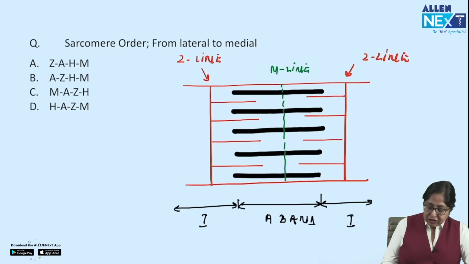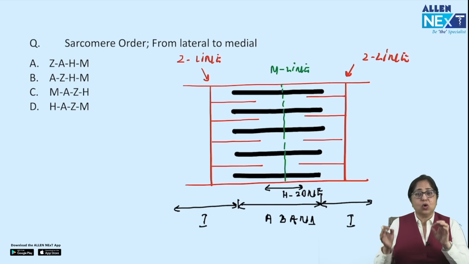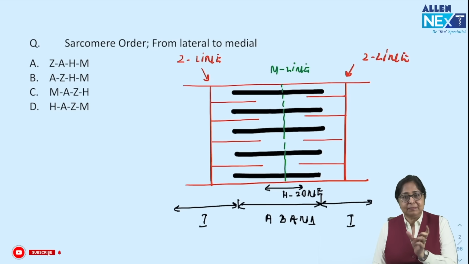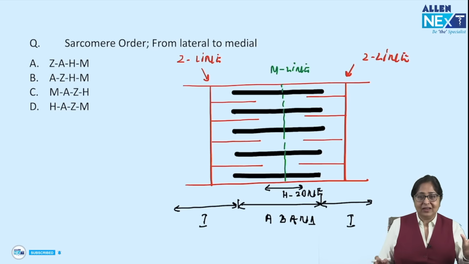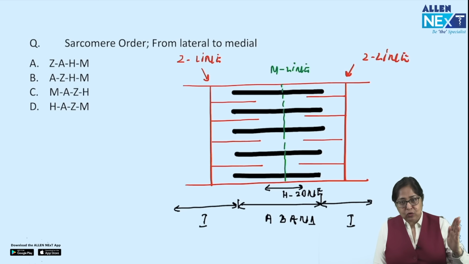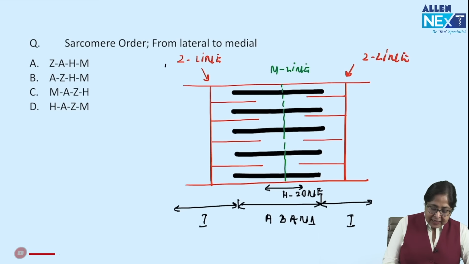Now, what is the H zone? H zone is on either side of the M line, and the H zone is a slightly lighter area within the A band, which has only myosin. So once again, A band, myosin plus overlapped actin. I band, only actin. H zone, only myosin. So if you go from lateral to medial, it is the Z line first, then the I band, then the A band, the H zone, and the M line.